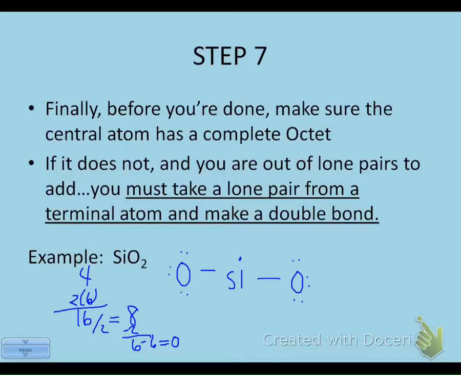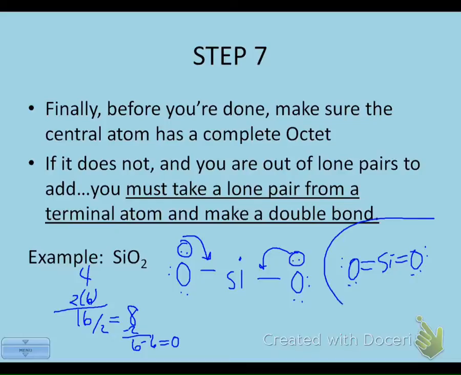So we want to check and make sure everything has an octet. The oxygen's good. Oh, silicon only has 4 electrons. That's not enough. It's got to have an octet. So what we've got to do now is go back and reassign these lone pairs as shared pairs. So the structure will actually become double bonds to more accurately represent the covalent bonding in silicon dioxide. So there's the Lewis structure. And we would go back and replace the lines with dots.